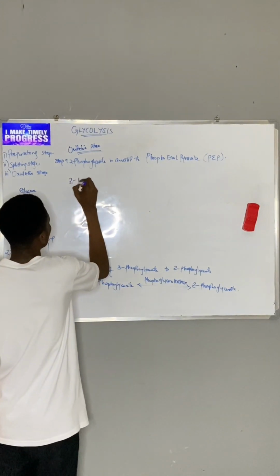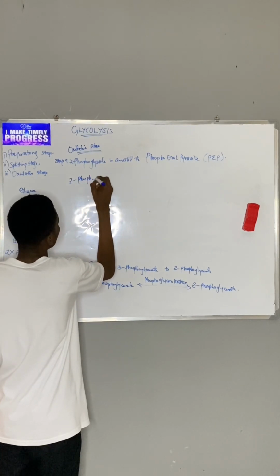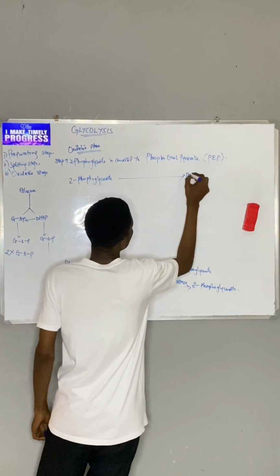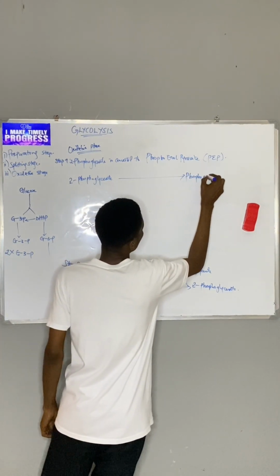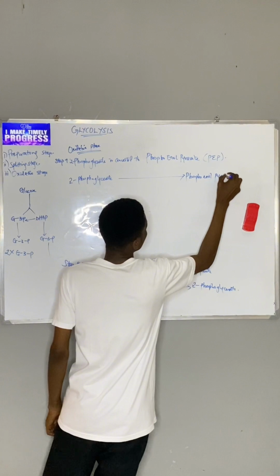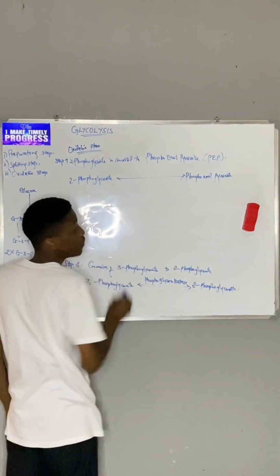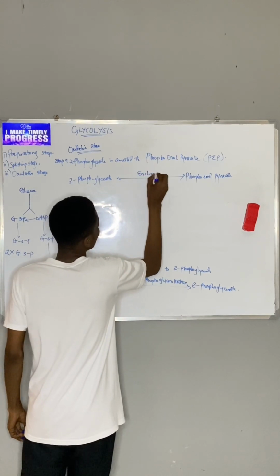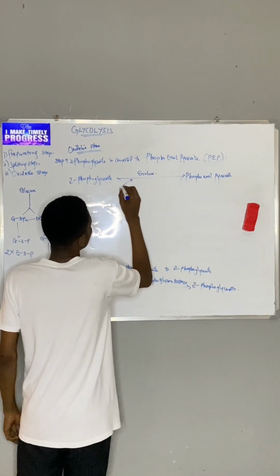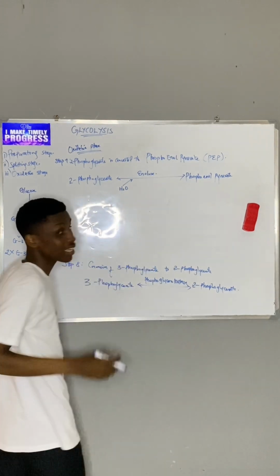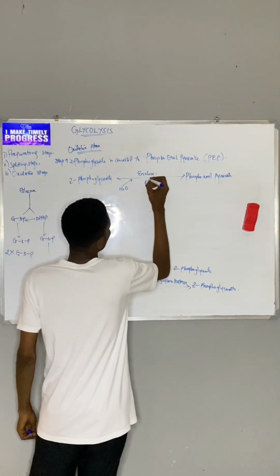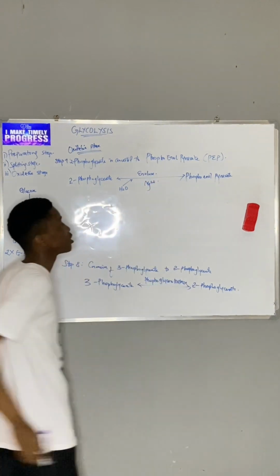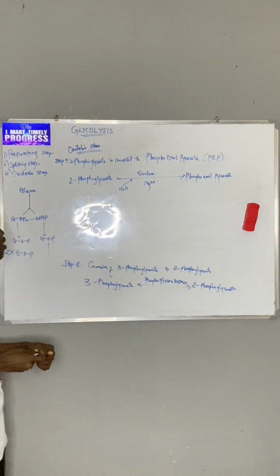And this is an enzyme I have to talk about for a short while. So from 2-phosphoglycerate to phosphoenol pyruvate, it's a reversible step, and then the enzyme is called enolase. So water is usually removed, and then it requires magnesium. Magnesium is required for this step.